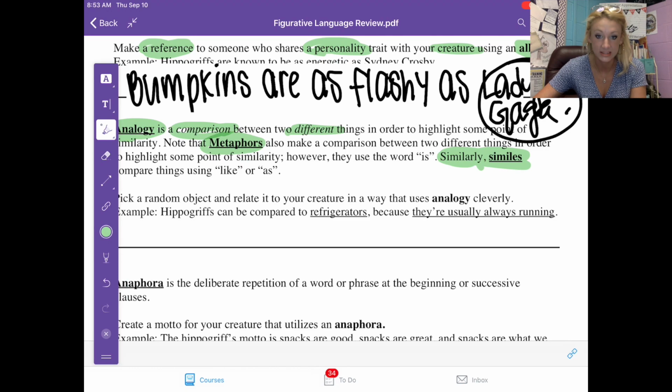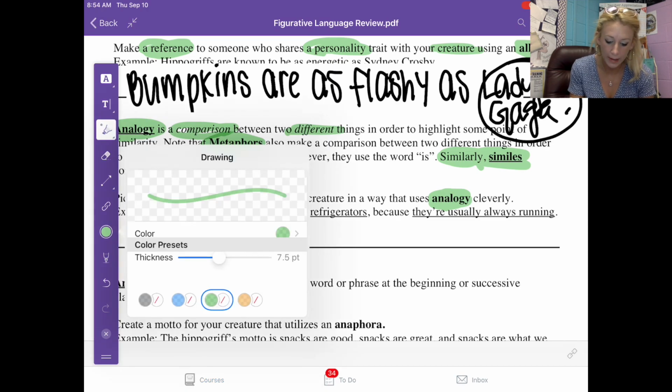The difference is using like or as. So today you're going to pick a random object and relate it to your creature in a way that uses an analogy cleverly. So you could either use a simile or a metaphor here. So hippogriffs can be compared to refrigerators because they're usually always running. Okay, this is like a little play on words. This would be an example of an analogy.